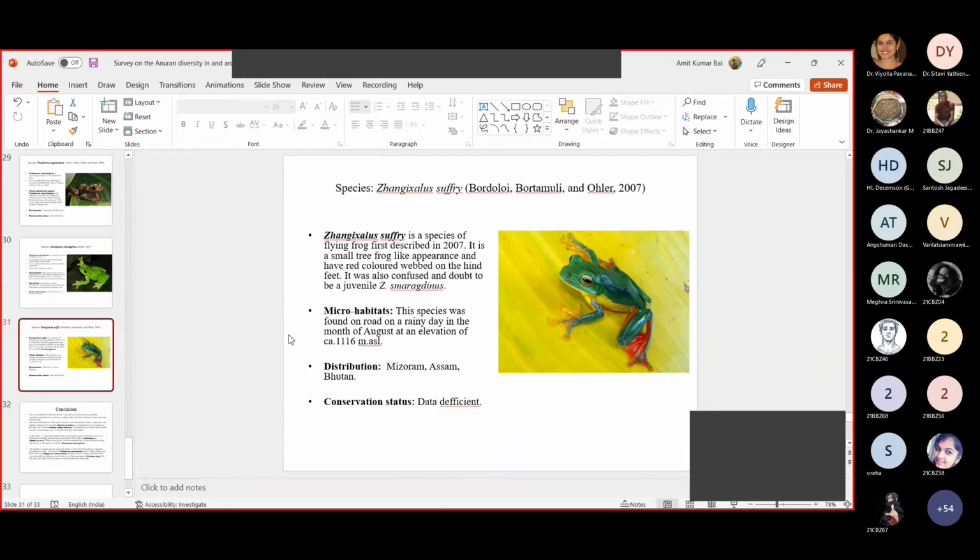And lastly, we have the Zhangixalus “safri”. It is also known as a flying frog, and it is a small tree frog-like appearance, having a red-colored web on the hind feet. The species was found on the road on a rainy day in the month of August. Their distribution included Mizoram, Assam, and Bhutan.